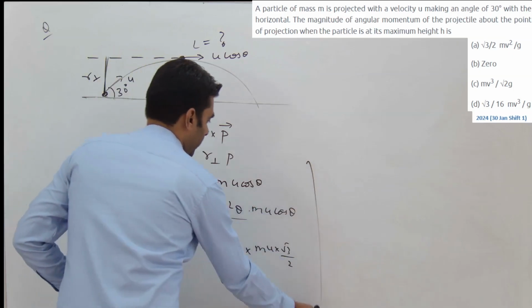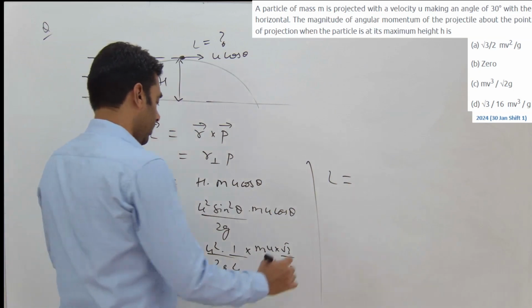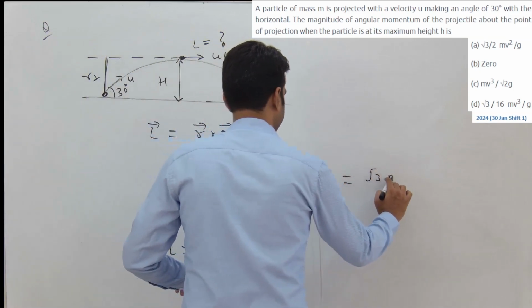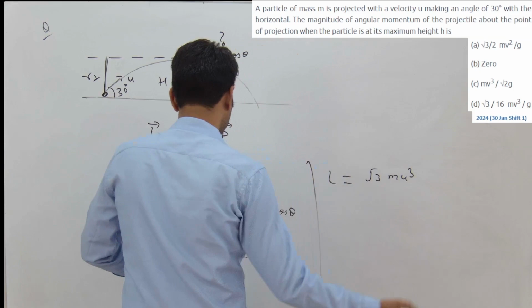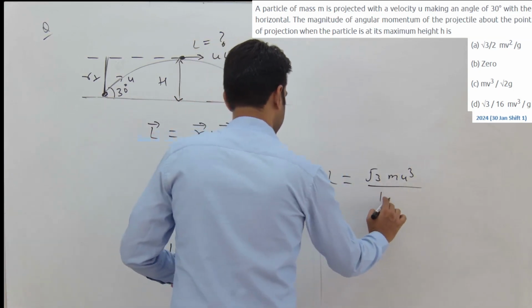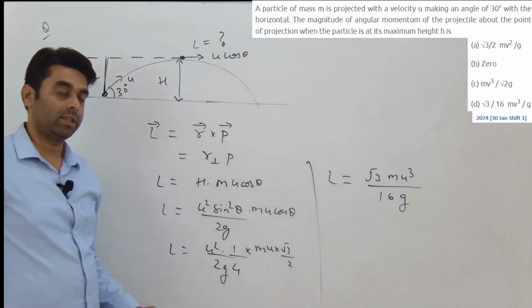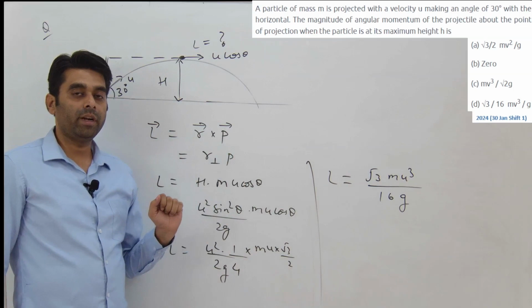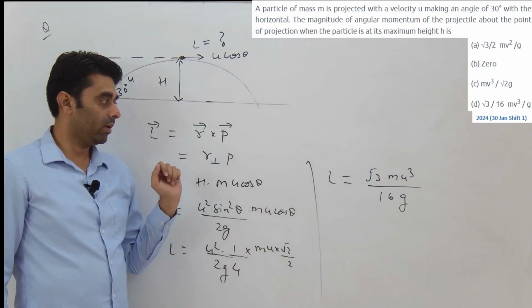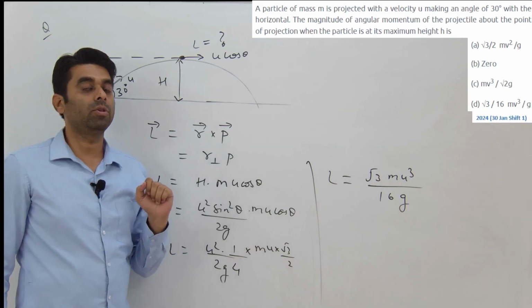Finally, L value when we simplify it will come out to be root 3 m u cube by 16g. Please see over here, 4 to 8, 8 to 16. So angular momentum magnitude comes out to be root 3 times m u cube by 16g, right? Now in the 4 options that you will check, it will be option number 4.